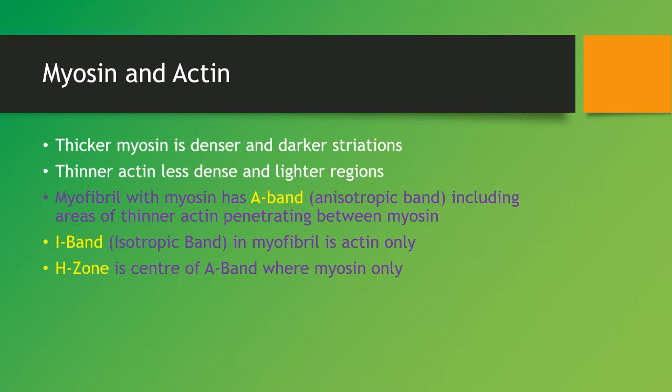So a myofibril with myosin will have an A band, known as an anisotropic band, and this includes areas of the thinner actin penetrating between myosin. The I band, or the isotropic band, in the myofibril is actin only. It only contains actin. And the H zone is the center of the A band where myosin only occurs.